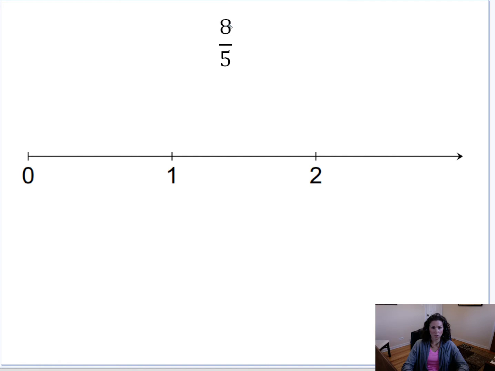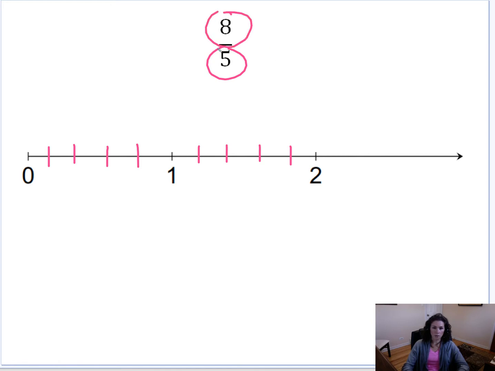Going on to the next fraction, we have 8/5. So the denominator, the number on the bottom, tells me how many parts to divide each whole into. So from 0 to 1 I have a whole that I'm going to divide into 5 equal parts. 1, 2, 3, 4, 5. And again, I've got another whole that I'll divide into 5 equal parts.